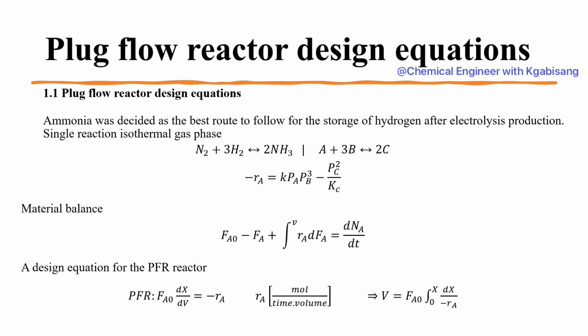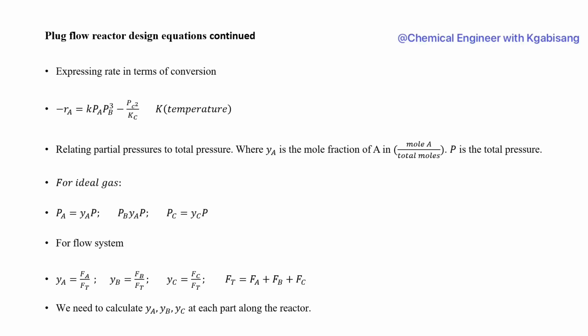We know for a plug flow reactor that the rate law expression can be expressed in the form of the inlet species A flow rate multiplied by the conversion, which is X, divided by the change in volume. The units for this particular rate law expression are mole per time and volume. So if we make V subject of the formula, we will get FA0 expressed in the form of conversion and rate law.